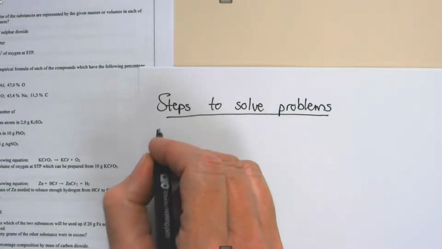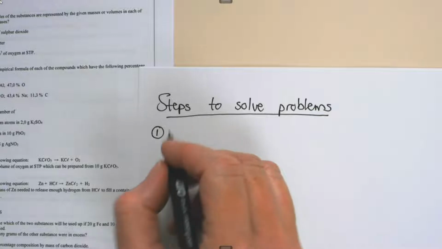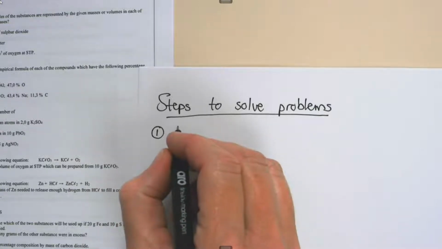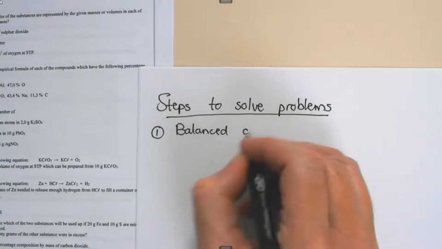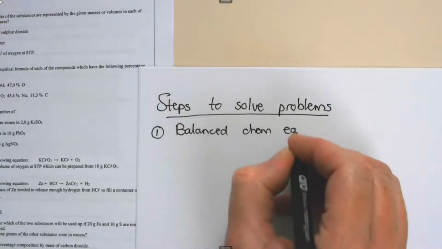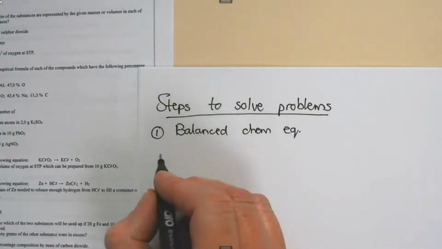Now the first step, you will see I'm going to go back to this every time. Step 1, you must write a balanced chemical equation. Balanced chemical equation. So if it is given to you, you're going to write it on your page again. Or you can write it on your exam paper, but you must start with a balanced chemical equation.